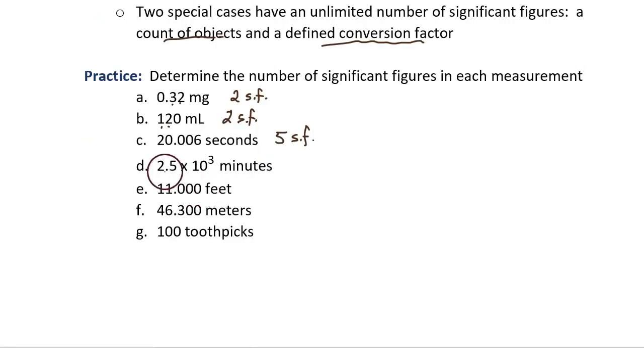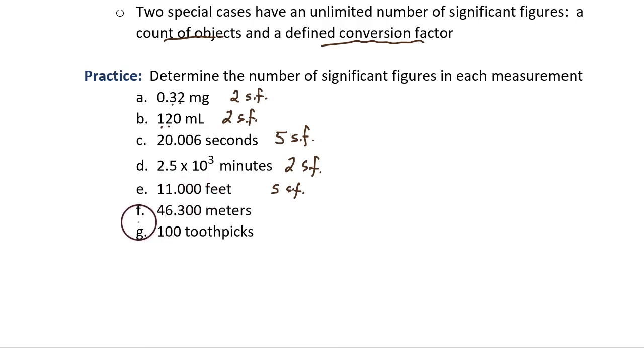Question D. How about this number which is written in scientific notation? This has 2 significant figures, the 2 and the 5. Question E. How about 11.000 feet? This has 5 significant figures. Zeros on the end of the number are significant as long as they're after a decimal point, because they indicate the level of precision of that measuring device.